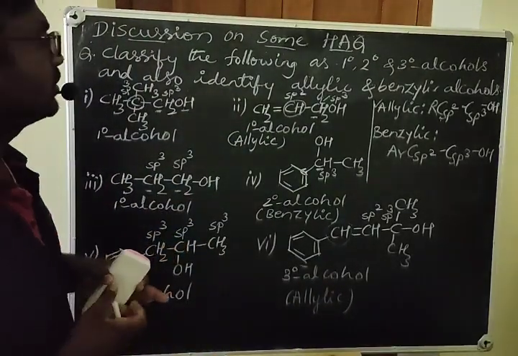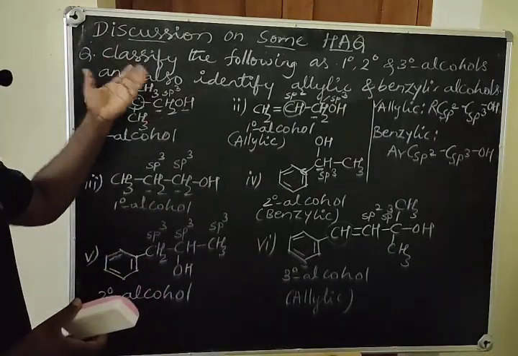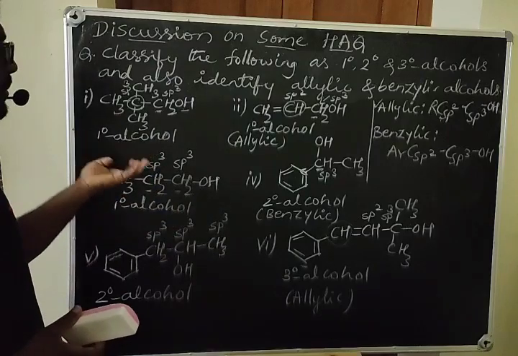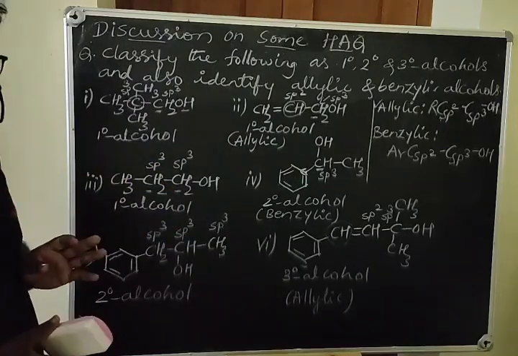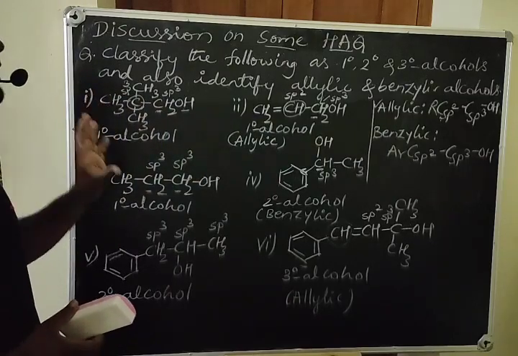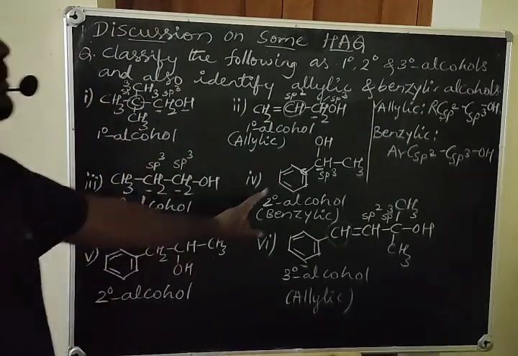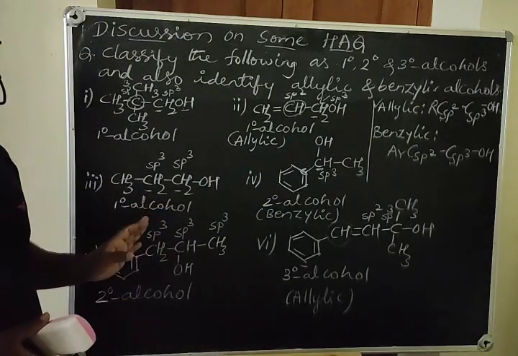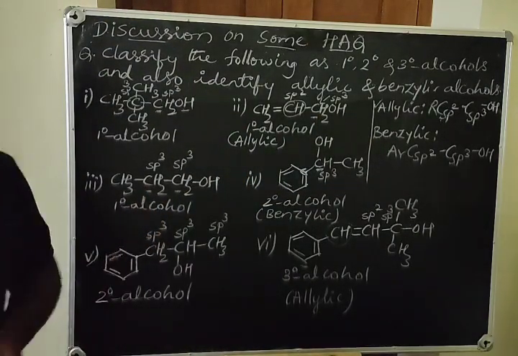That's it. So we have easily solved the types of alcohols, that is primary, secondary and tertiary alcohols, and we have also identified the allylic and benzylic alcohols. Keep in mind these sequences. These are very important also.